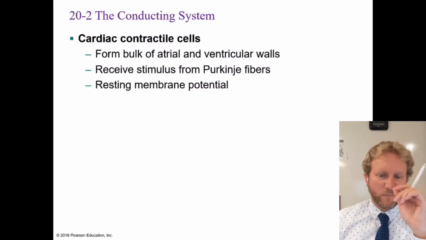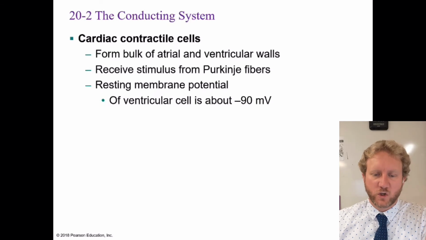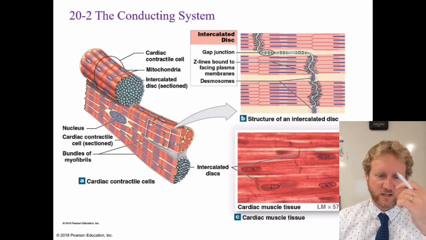Their resting membrane potential is a little bit lower. Ventricular cells, it's about -90. Atrial cells is about -80.